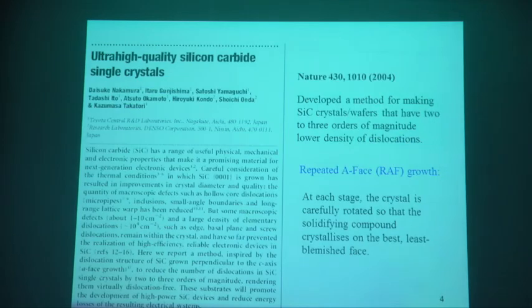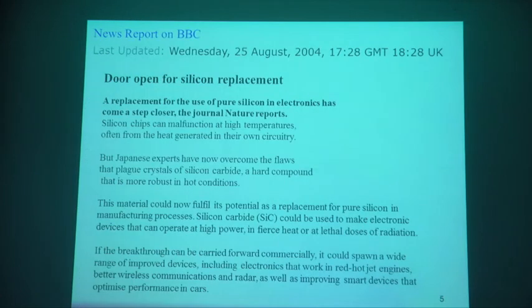In fact, like any other material, silicon is so popular and commonly used because it's possible to grow silicon with a very low defect concentration. When there was an effort by Toyota, they could grow silicon carbide with ultra-high quality. It was a Nature paper, and they used a very nice technique of rotating the crystal while growing so that defects are minimized. This was a milestone paper, and after that there was a BBC news article, "Door open for silicon replacement with silicon carbide," because you could grow very high quality silicon carbide using this method.